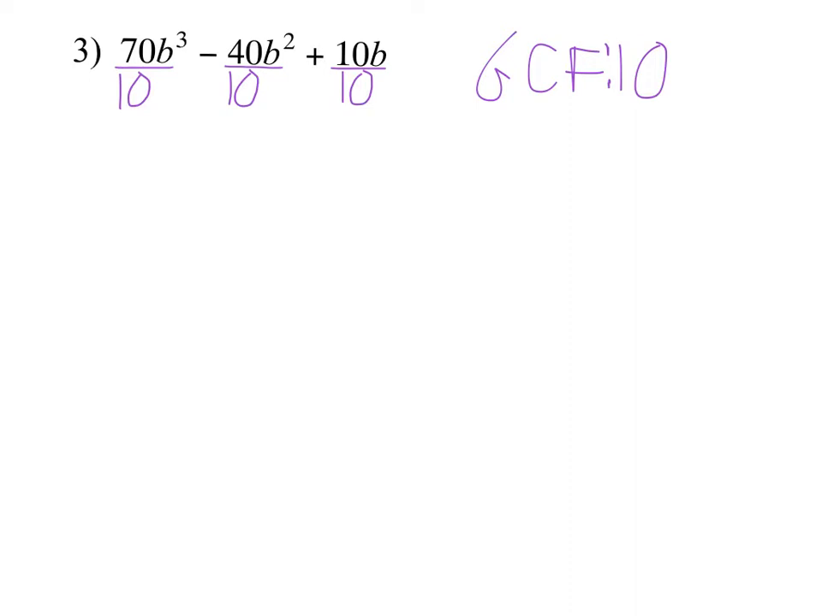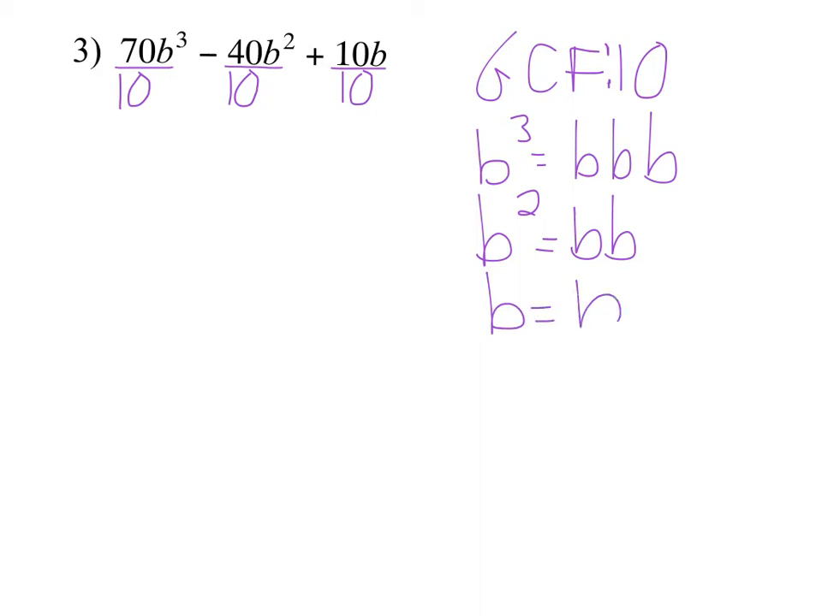So if you want to expand out those B's like we did in problem number 2, you can, to see how many you have left. So I have B to the third, which leaves me 3 of them. I have a B to the second, which is 2 B's, and then I have a B by itself, which is just 1. So that tells me I'm only going to take out 1 B from each of these. So our GCF here is 10B.